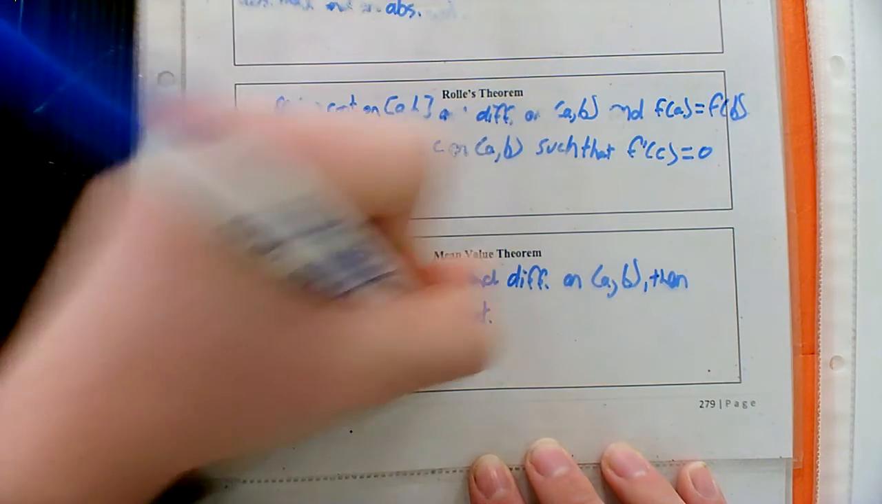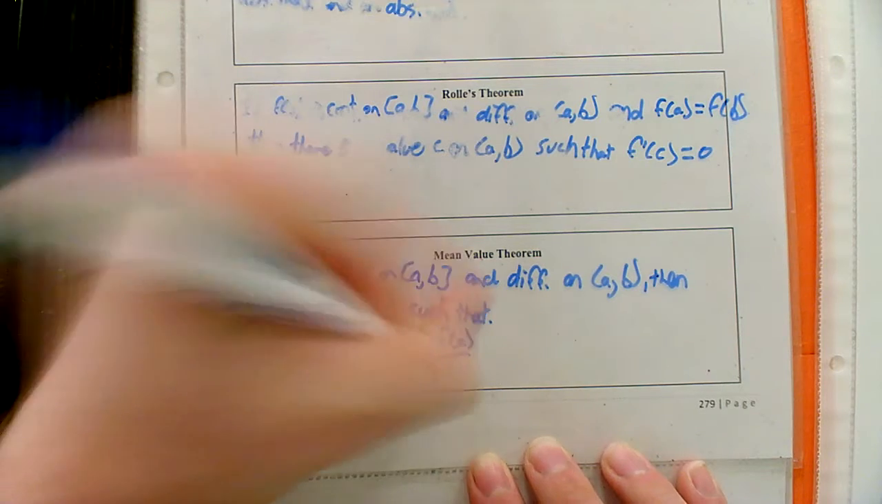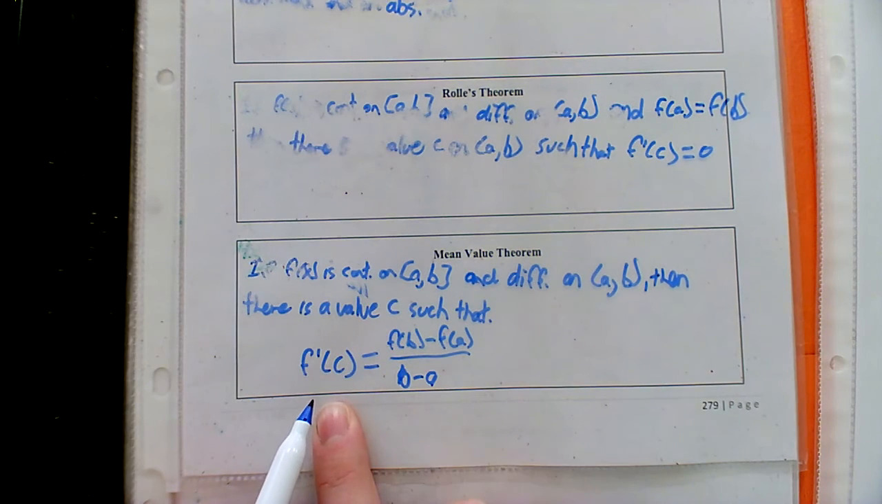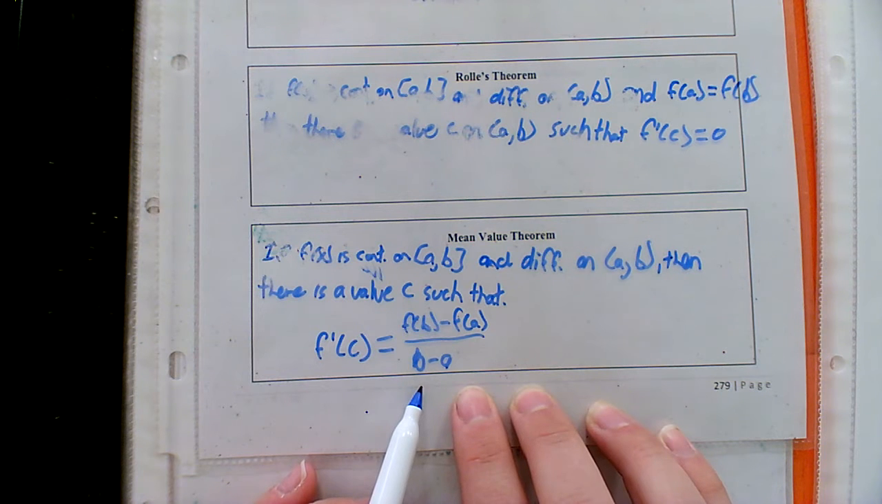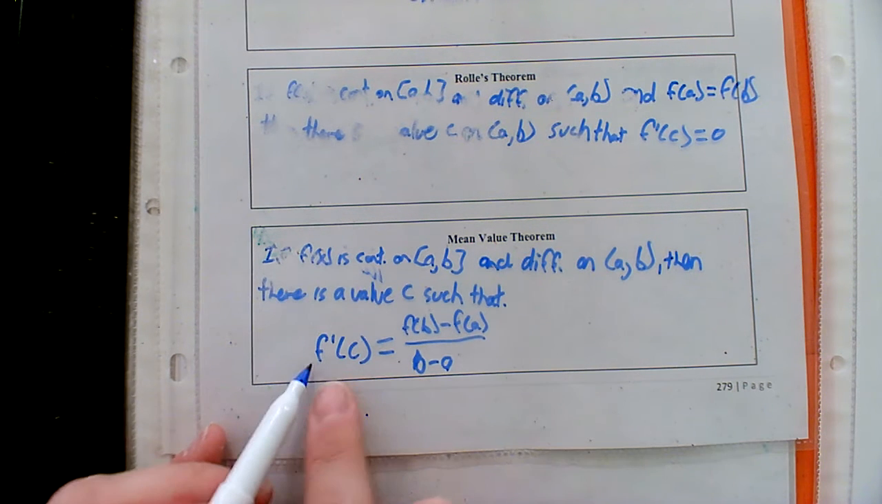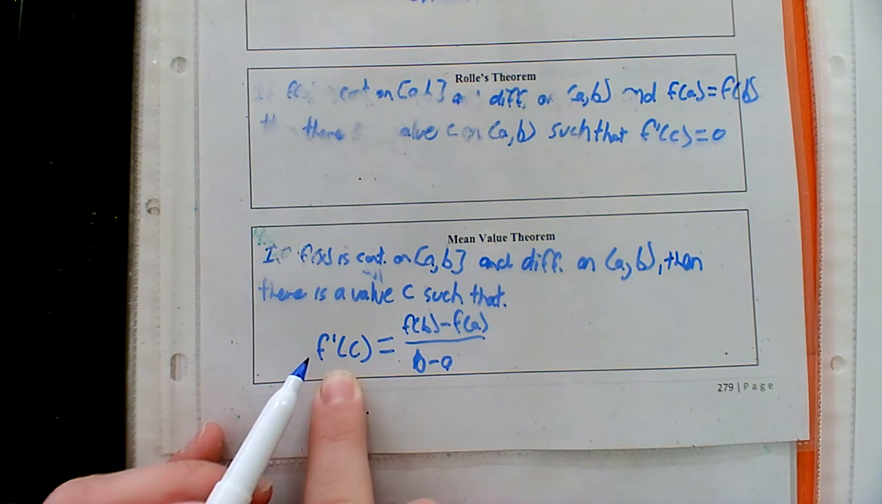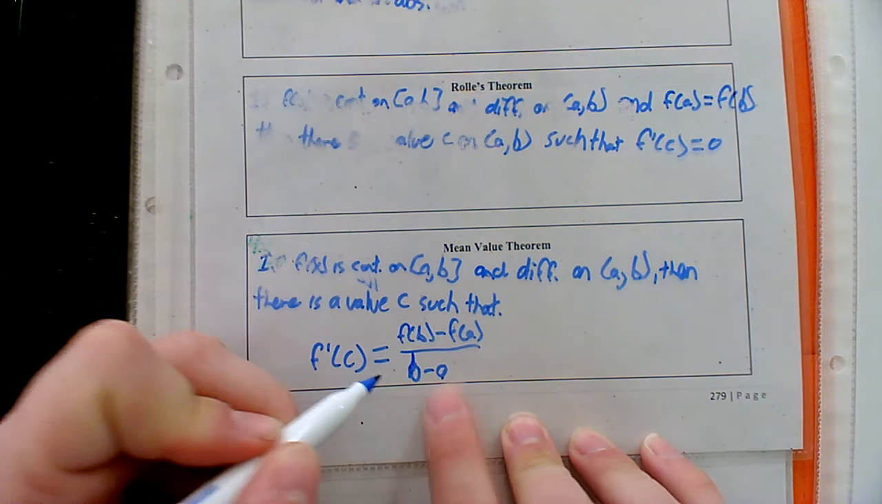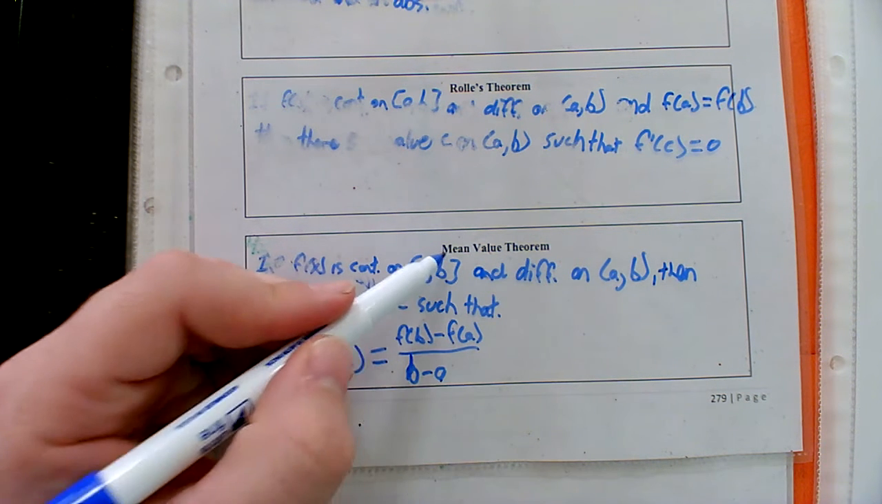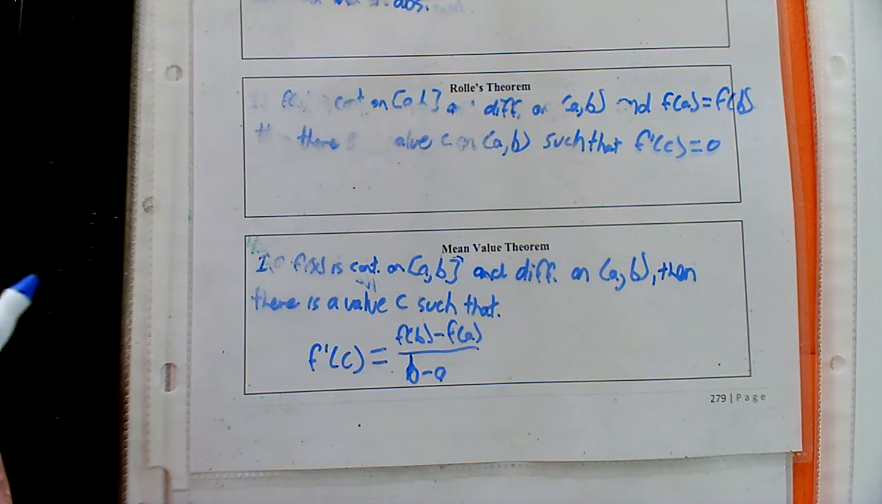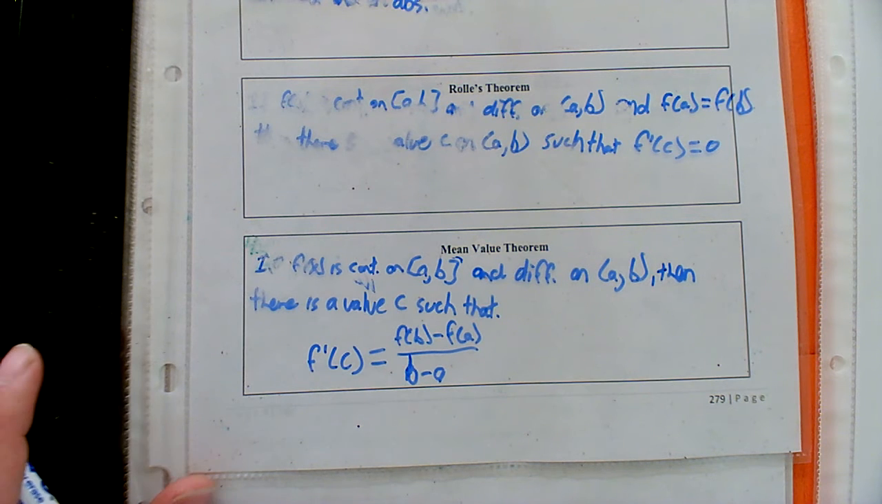You are correct. This is a tangent line, slope of a tangent line. Do you know what this was? Yes, slope of the secant. So we're saying that the slope of the tangent line at that point is equal to the slope of the secant line at the endpoints. Exactly. Very good. So that's what the mean value theorem is telling you. Another word for mean would be average, if you want to write average value theorem.